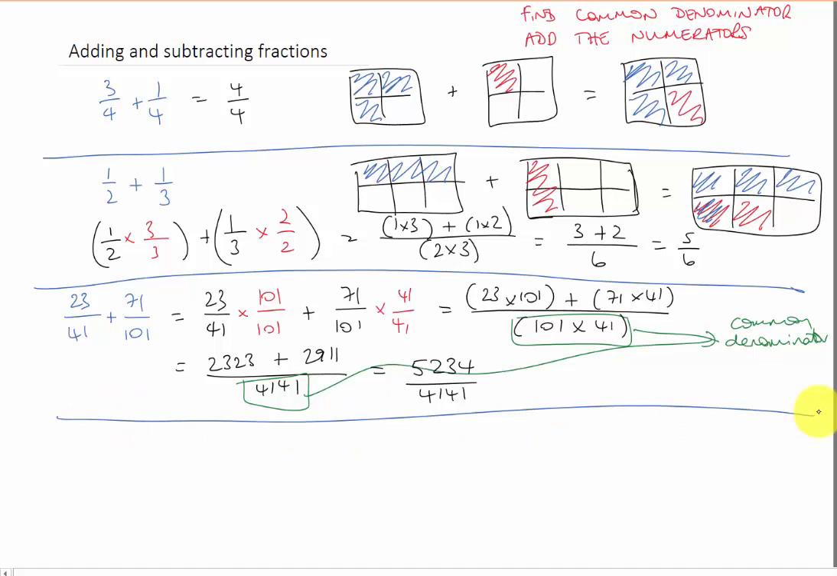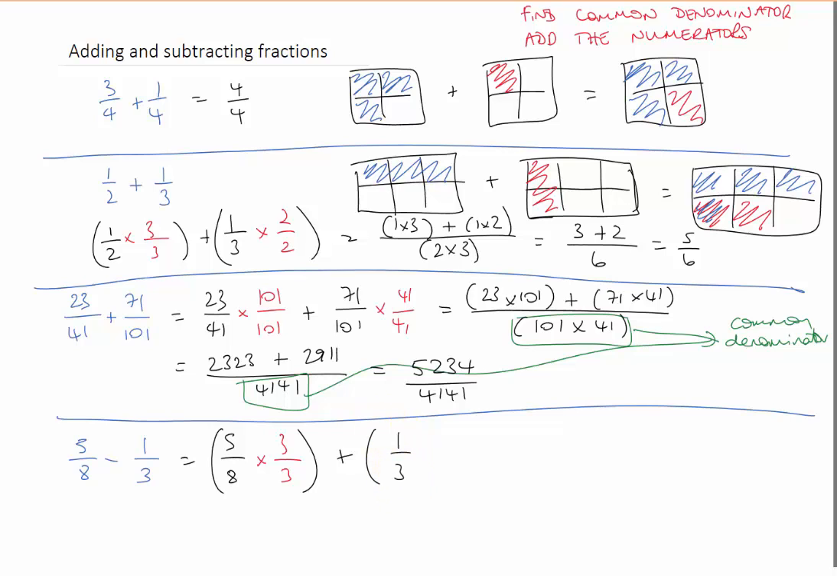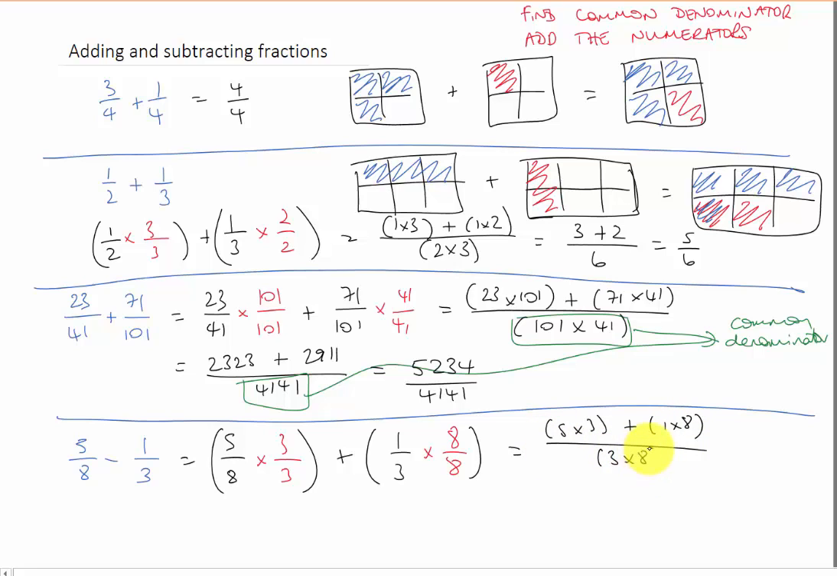And now let's just do one to show you that subtraction is just the same. So how about 5/8 minus 1/3? So same thing, so we've got 5/8 times 3/3 plus 1/3 times 8/8. So that would be 5 times 3 plus 1 times 8 all over 3 times 8.